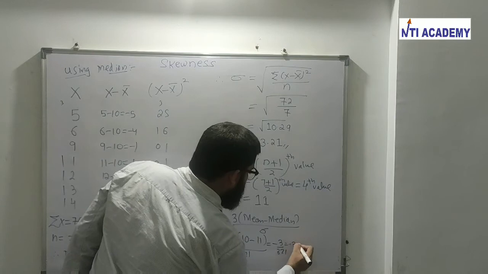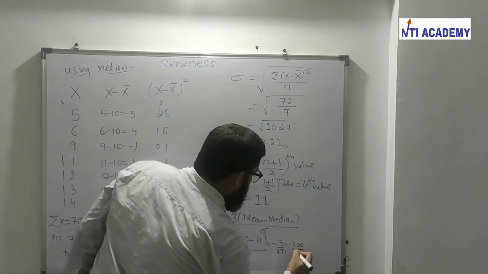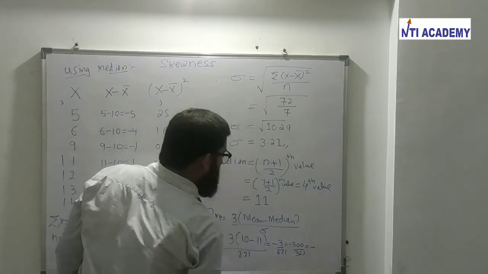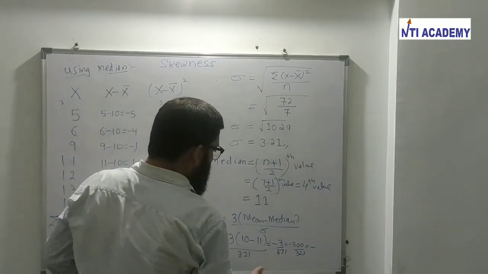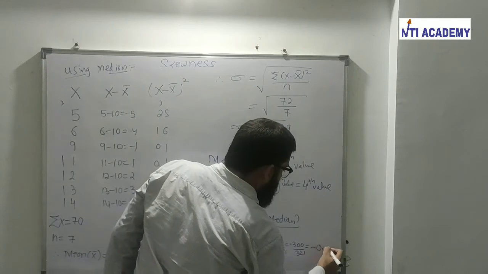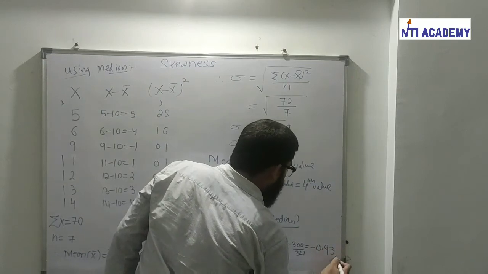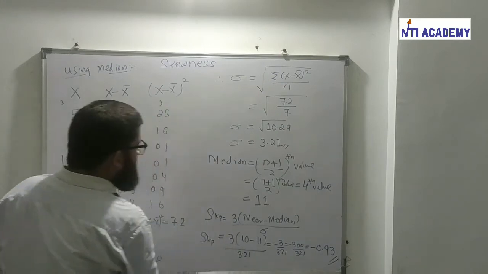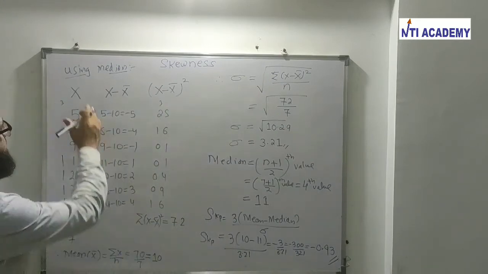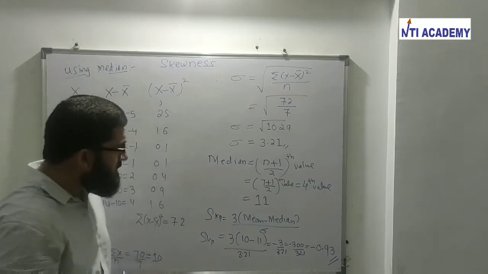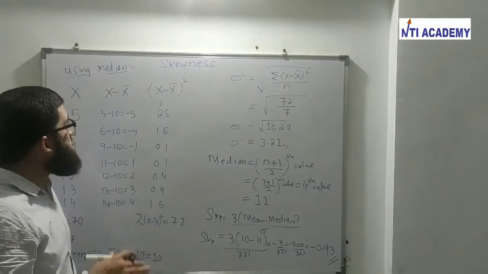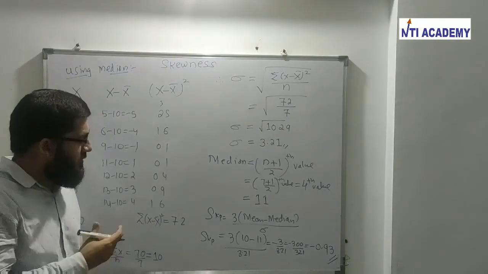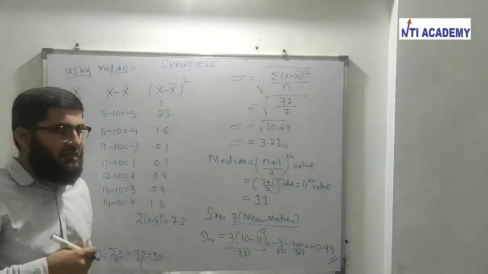You can say minus 300 upon 321. The value comes to about minus 0.93. You can just calculate that. So this is your Karl Pearson's coefficient of skewness using the median. So now we will also solve for how you can find the value of Karl Pearson's coefficient of skewness using the mode.